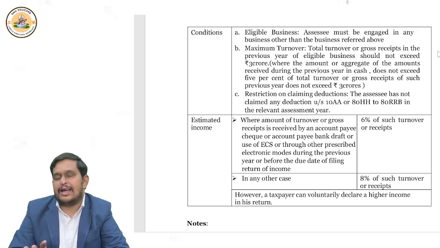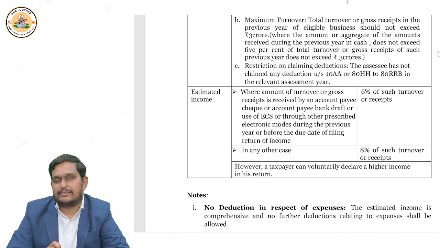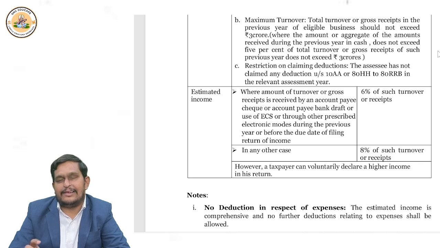80HH to 80RRB. Right? This way you are supposed to remember. So please remember like this. 80HH to 80RRB, these sections you cannot claim deduction. Right? 80I, 80IA, 80IC, 80LT, 80LA, all these sections related deductions you cannot claim. So from 80C to 80U you can claim deductions.